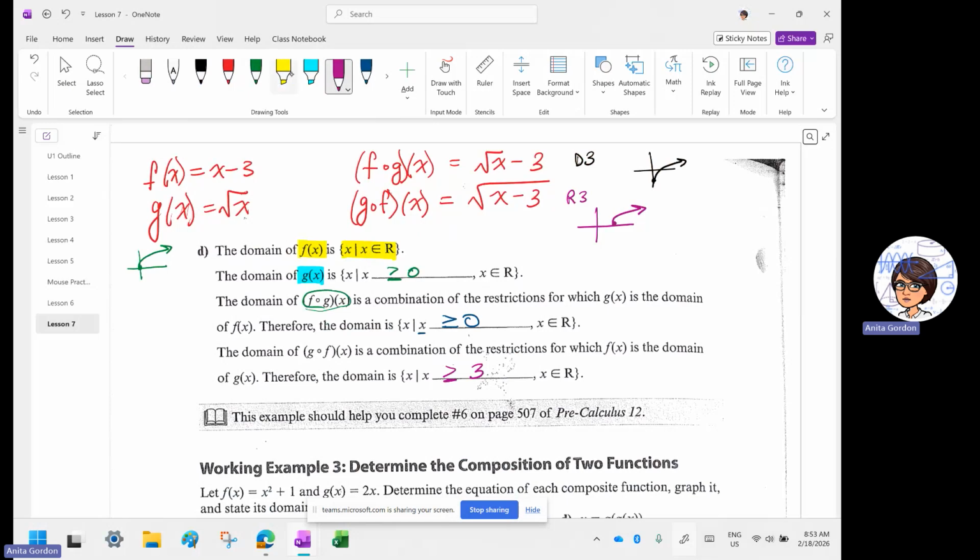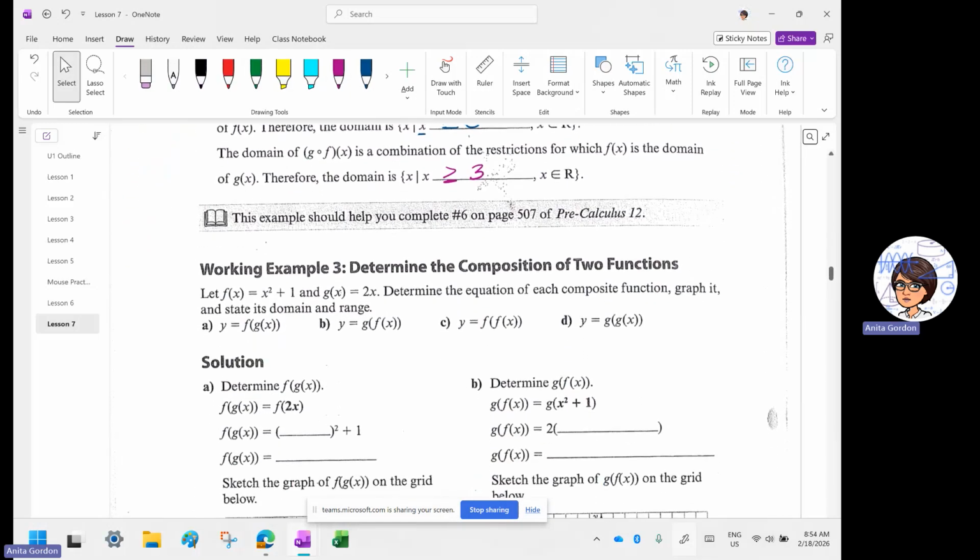Another way that you can look at it is what would make this radical negative. I know that the radicand, the stuff on the inside, must be greater than or equal to 0. Therefore, x must be greater than or equal to 3. So you can look at it from the transformation point of view. You can look at it from what would make the radical negative point of view. Either way, you can determine the domain.